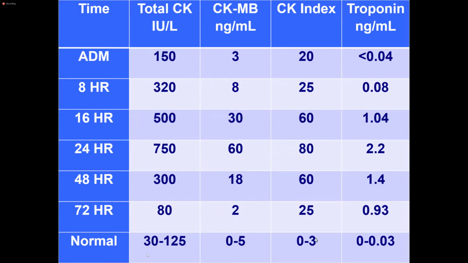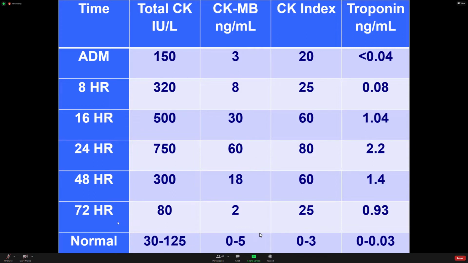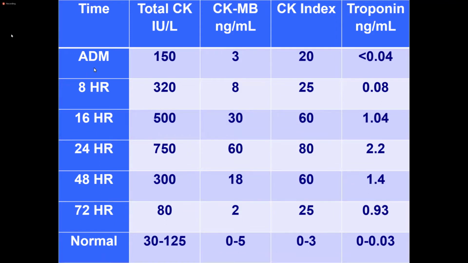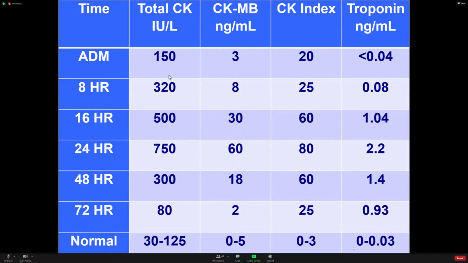Now, if you look at the normal values in the lowest row, it tells you that troponin is 0 to 0.03, normal. CKMB 0 to 5. CK index 0 to 3. So here you find at the time of admission that troponin is normal, CKMB is normal, and the CK index and the total CK slightly rising.